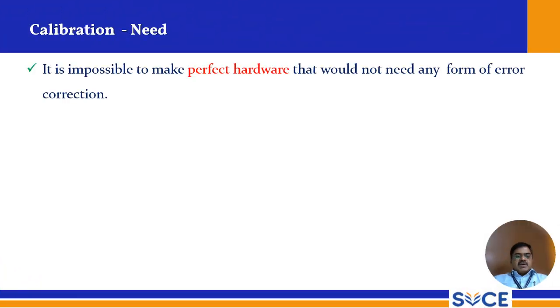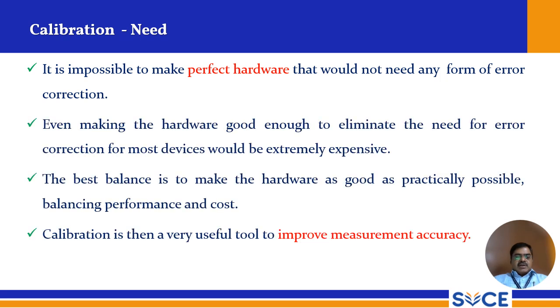Calibration need: it is impossible to make a perfect hardware that would not need any form of error correction. To manufacture an ideal instrument is impossible. Even making the hardware good enough to eliminate the need for error correction for most devices would be extremely expensive. The best balance is to make the hardware as good as practically possible, balancing performance and cost. So calibration is a very useful tool to improve measurement accuracy. So that is the real need of calibration.